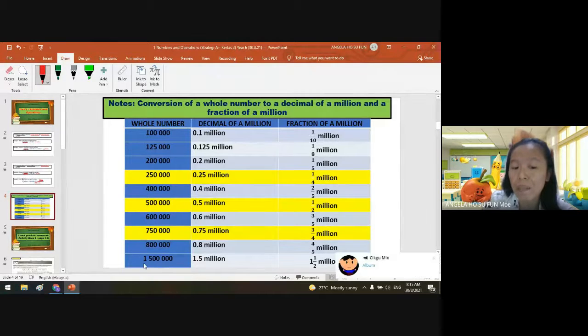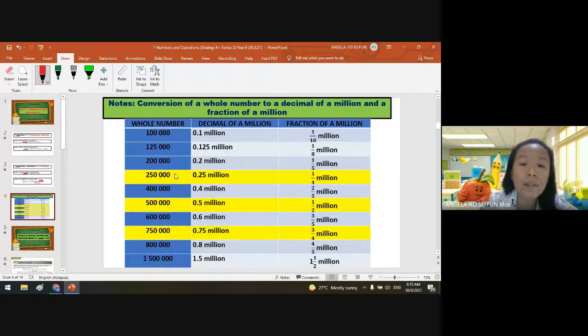1,500,000. This is more than 6 digits, 7 digits here, which equals 1.5 million, and becomes a mixed number, 1. This 500,000, you can see from here, equals 1 over 2. So you just add on this 1 and 1 over 2 million.